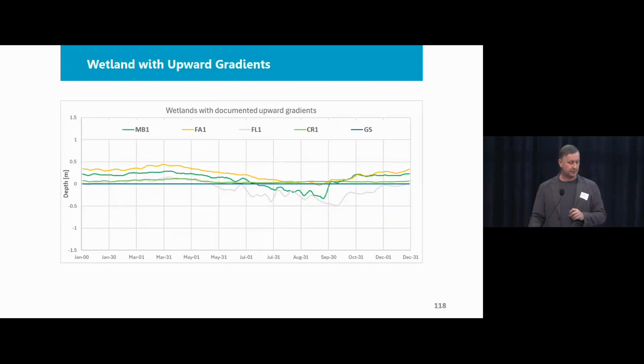And here are all the wetlands which actually have documented upward gradients. Maybe it's not as dominant as the Mounsberg, but they definitely receive some potential groundwater discharge. You see these wetlands, they don't really fluctuate as much. The annual fluctuations are probably within half a meter or less.